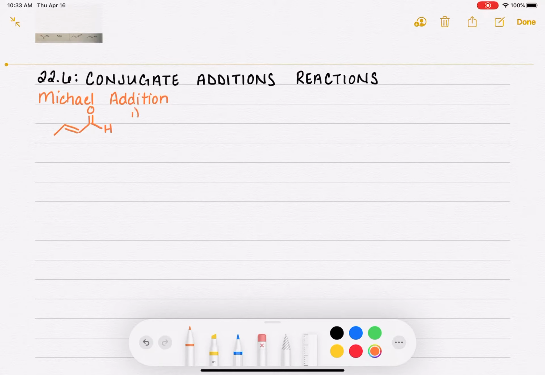And it's going to do a 2-step reaction. It's going to react with a weak nucleophile. I'm going to give you a list of what these nucleophiles are. And then H3O+. And what we're ultimately going to make is just usually a carbon-carbon bond. We're adding the nucleophile to that last carbon of the conjugated system.